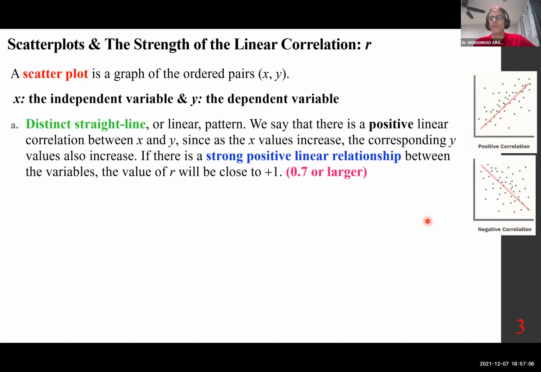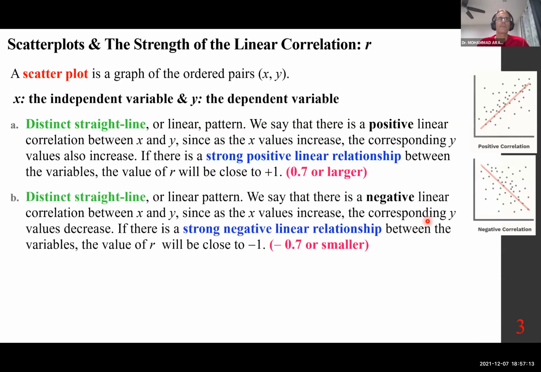Here's the shape of a negative correlation. Could you read this, please? Distinct straight line or linear pattern, we say that there is a negative linear correlation between x and y, since as the x values increase, the corresponding y values decrease. If there is a strong negative linear relationship between the variables, the value of r will be close to negative 1, negative 0.7 or smaller.